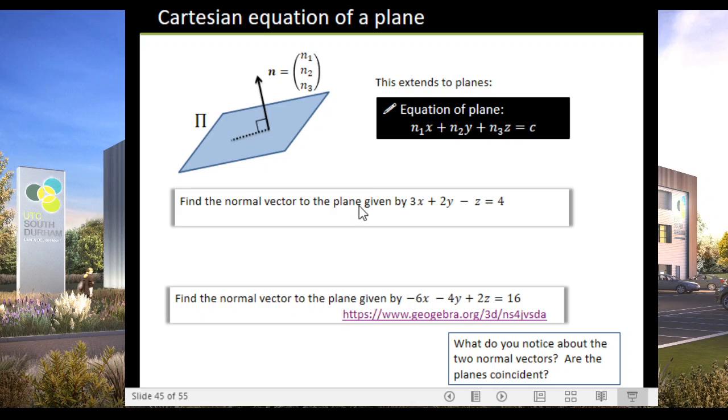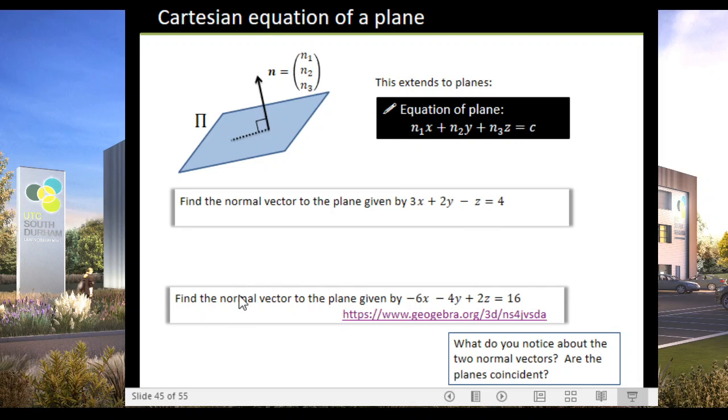Find the normal vector to the plane given by 3x plus 2y minus z equals 4. Pause the video for a second, read what I've said and see if you can spot the answer to that. Hopefully we have spotted the answer. The normal vector is 3, 2, minus 1. So the normal vector to that plane is 3, 2, minus 1.